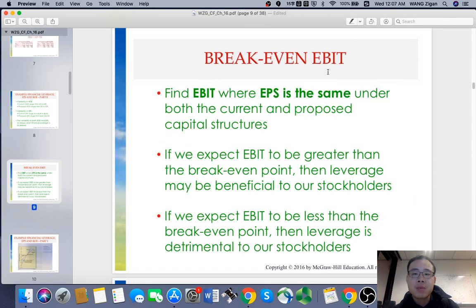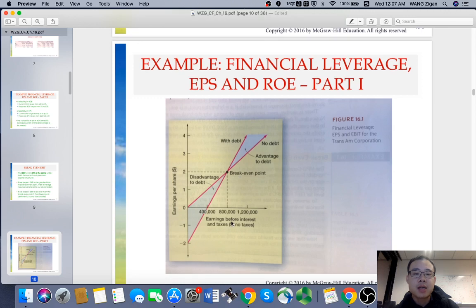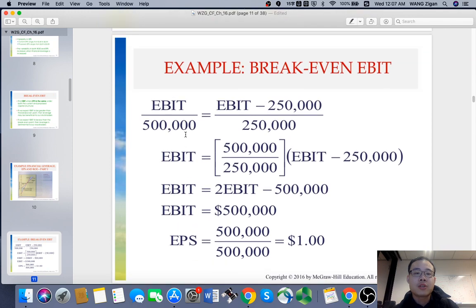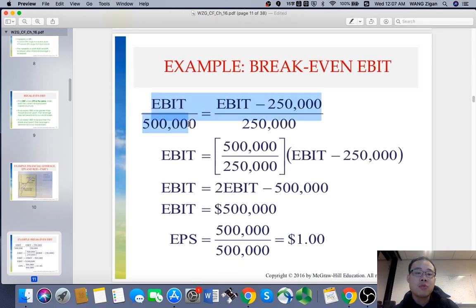The break-even EBIT is the EBIT that makes EPS under both capital structures the same. So this is this point. How do we calculate this? It's easy. Under no debt, there is no interest expense, so it will be just the EBIT minus 0. Since taxes is also assumed to be 0, it's going to be EBIT divided by the number of shares, which is 500,000.